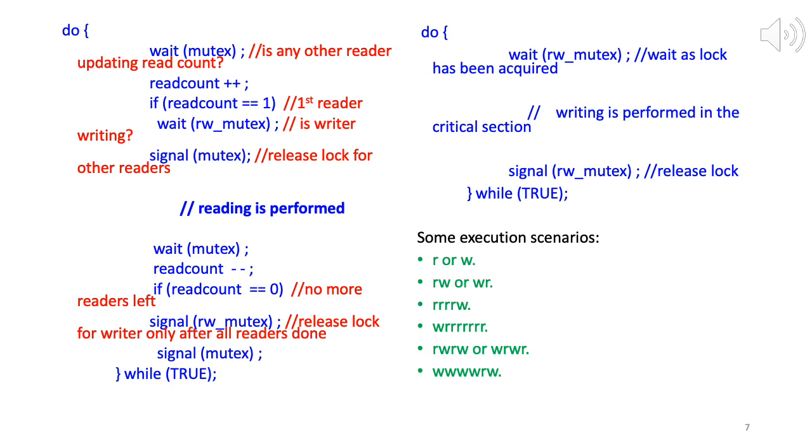Writer reader. So let's say writer comes first. Writer immediately acquires a lock. Reader does a wait on mutex, does read count plus plus, and read count is equal to 1, so it will wait on read write mutex. The reader will. And as soon as the writer releases it by doing signal read write mutex, the reader can move on.